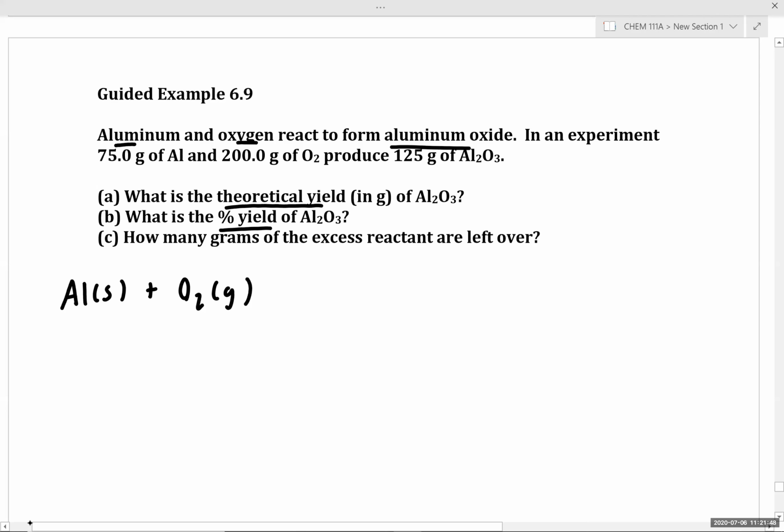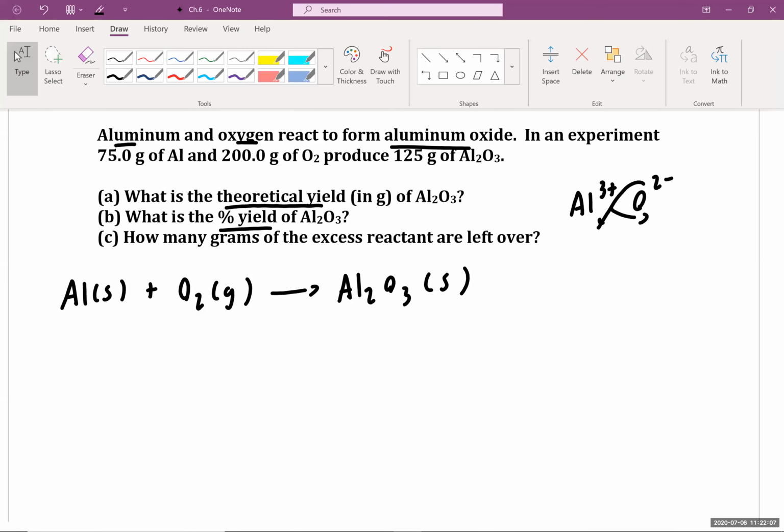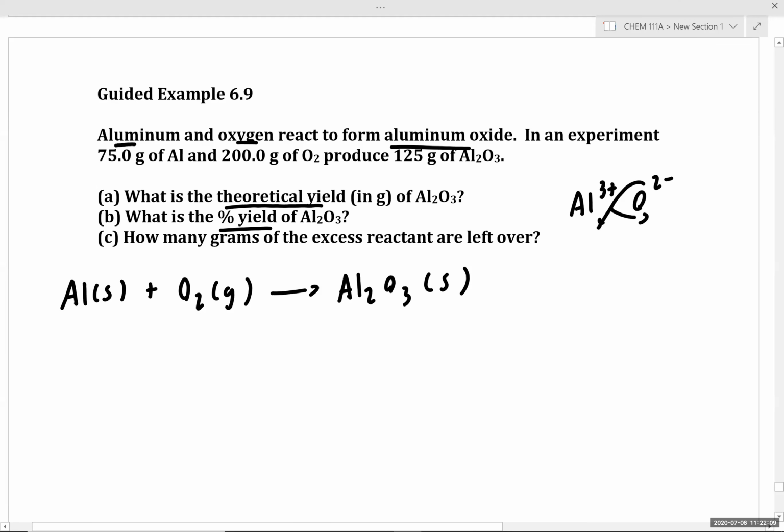Okay, so continuing on, aluminum oxide. So we have aluminum 3+, O2-. So we cross our charges. So we get Al2O3 solid. Now, is this equation balanced? Is this equation balanced? Are we good to go?